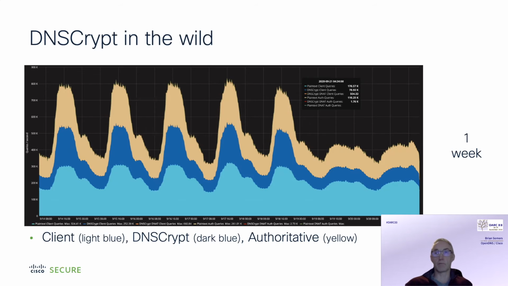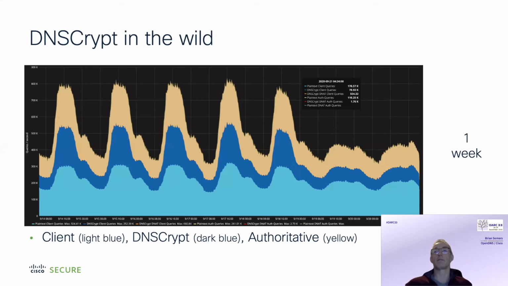This is a cross-section of our DNS servers. In the graph here, you can see the graph goes across 1 week. The light blue at the bottom is our unencrypted queries. The dark blue in the middle is our encrypted queries. And then the yellow at the top is the authoritative data that's being sent upstream, which is all, of course, unencrypted.